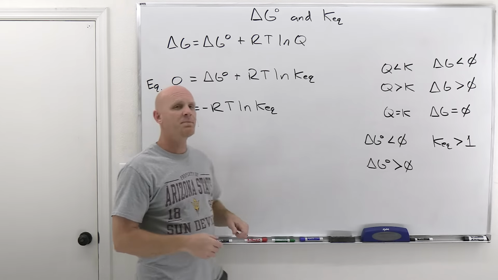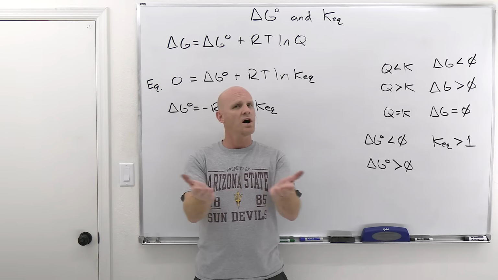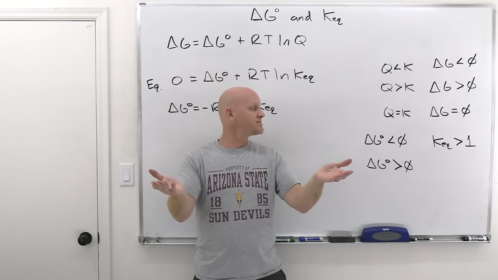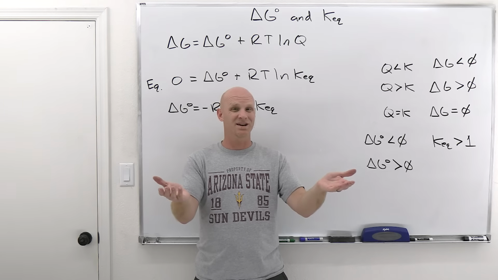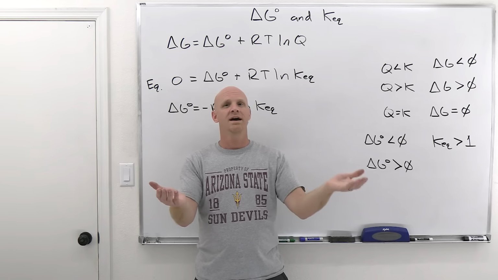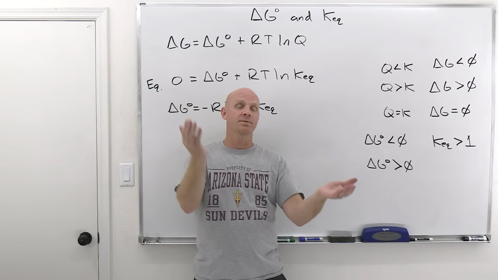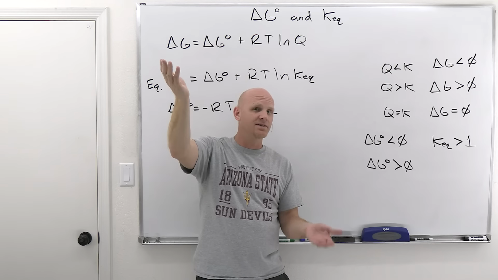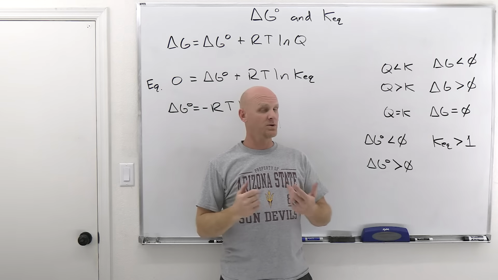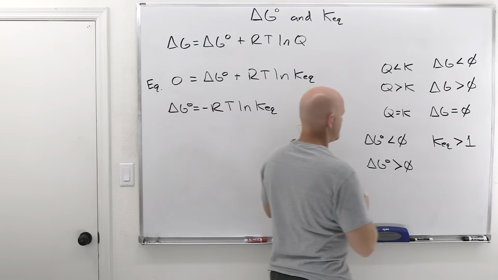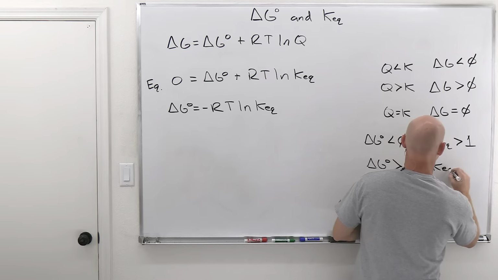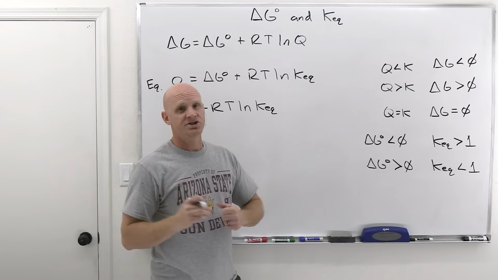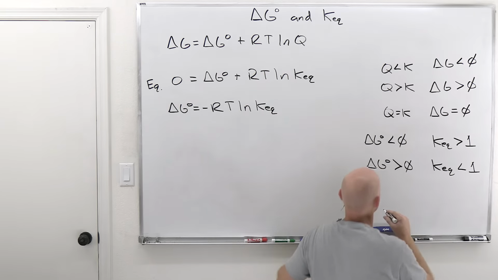Now, what if delta G standard, on the other hand, is positive? Well, if delta G standard is positive, that means, again, under these standard conditions where all the reactants and all the products are equal, now it's the reverse reaction that's spontaneous. The forward one's non-spontaneous. And so the reaction is going to go backwards, and you're going to make more reactants and use up your products. And so you're going to end up at equilibrium with more reactants than products. And if at equilibrium you have more reactants than products, well, that means that your equilibrium constant now is less than 1.